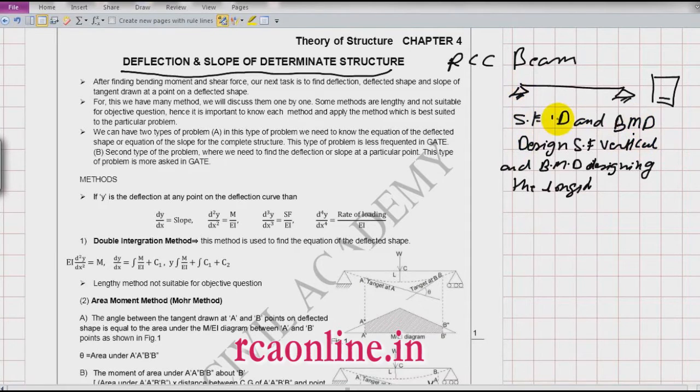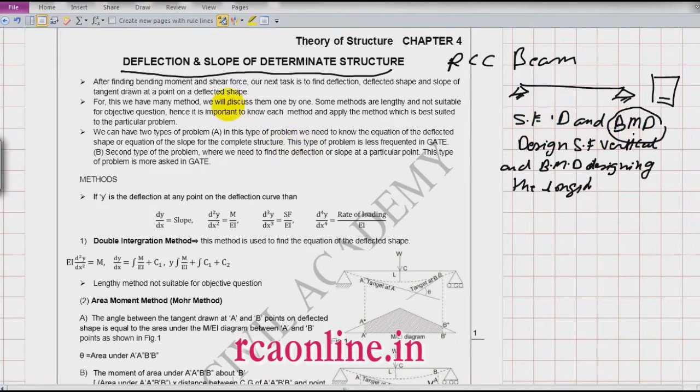Also, when I discuss RCC, I will tell you there are many other uses, like curtailment of reinforcement, which will be governed by the bending moment diagram. So because of those reasons, in structural analysis we discuss SFD and BMD.